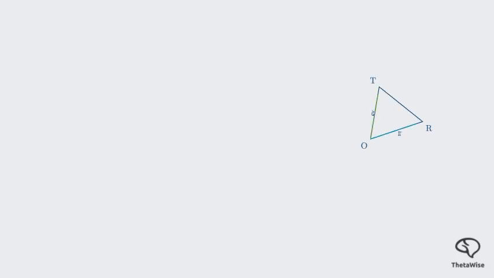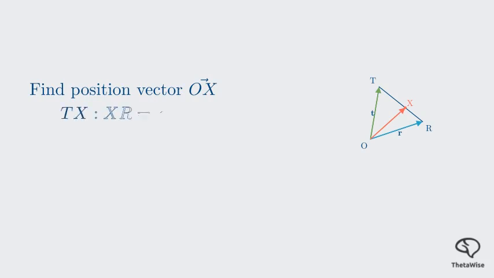For our second example, we have triangle ORT. We need to find the position vector of X. Remember, the position vector of a point is just the vector starting from the origin O to that point, so we are looking for vector OX. We are given the ratio TX to XR is 3:2. Let's find the path for the full side TR first. To get from T to R, we go against the arrow of T and with the arrow of R.